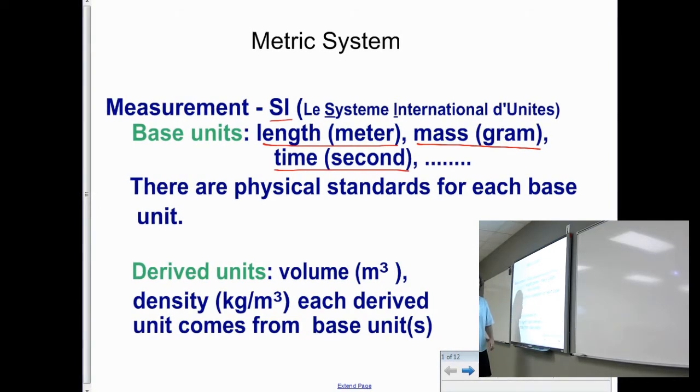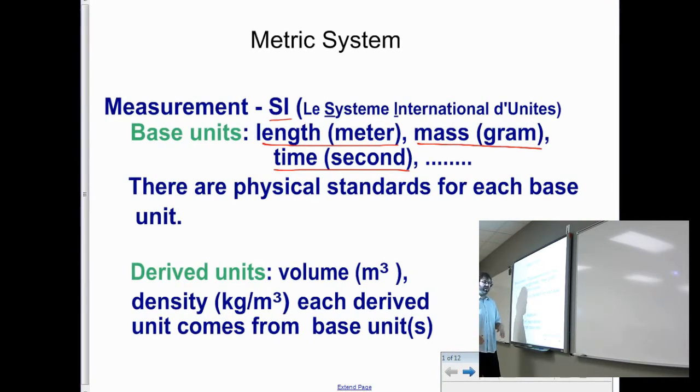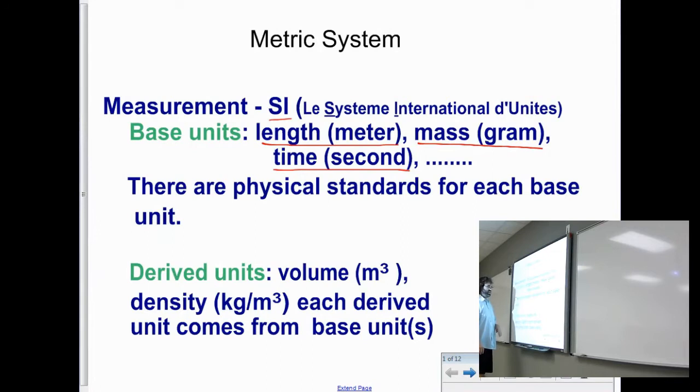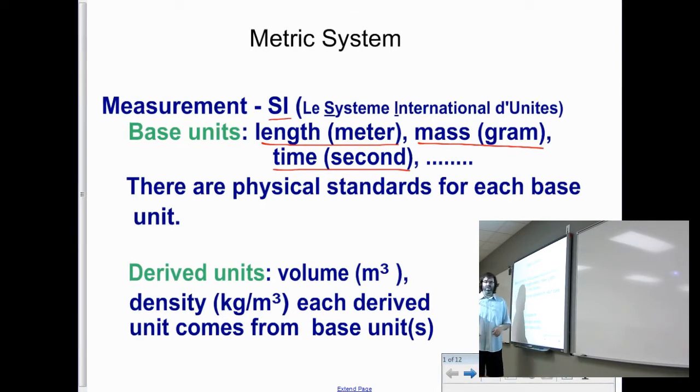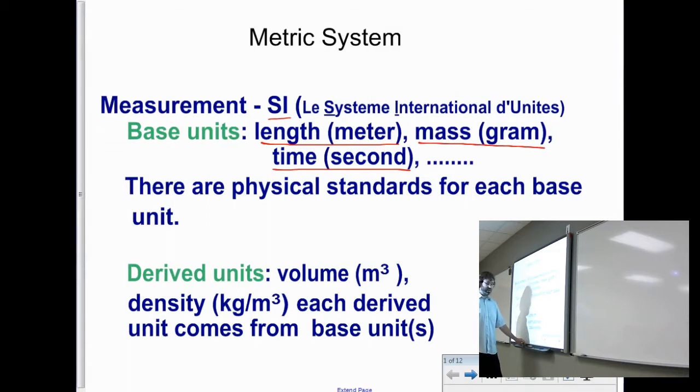Each of these quantities in the metric system has a physical standard for what it is, a designed definition for what a meter is. That way, a meter is the same in one location, like in the United States, and in Europe. So again, each of those units has a physical standard. With the base units, we can derive other units such as volume or density and so forth. So the base units allow us to find other quantities.